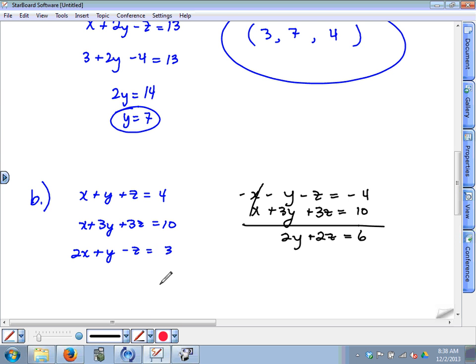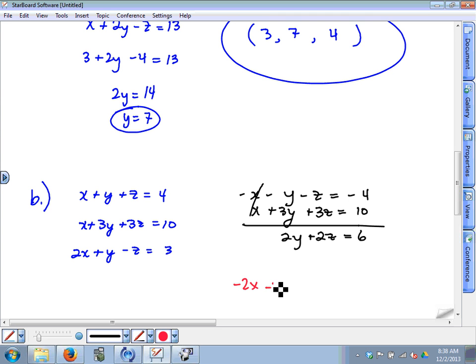We've got to do the same thing now to two different equations and eliminate the same variable, x. The first and the last one. We already did the first and the second. If we did the first and the last, what would I have to multiply the top equation by? Negative 2. Okay, so I'm going to multiply the top equation by negative 2.